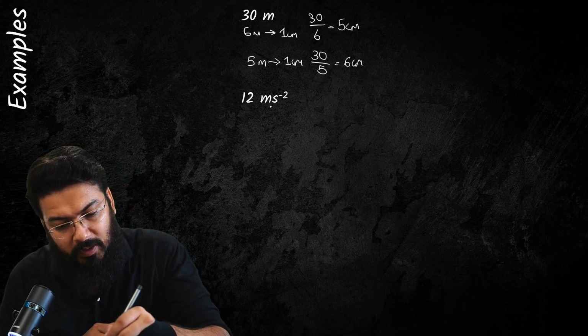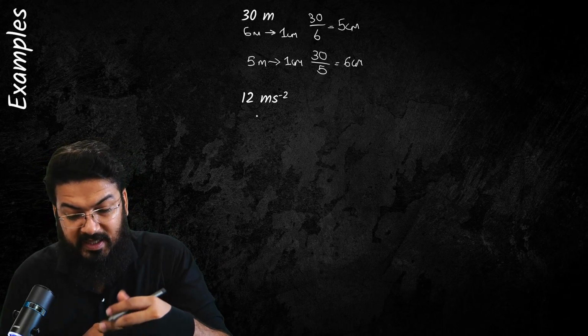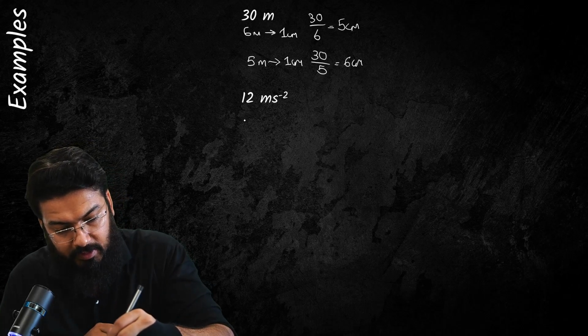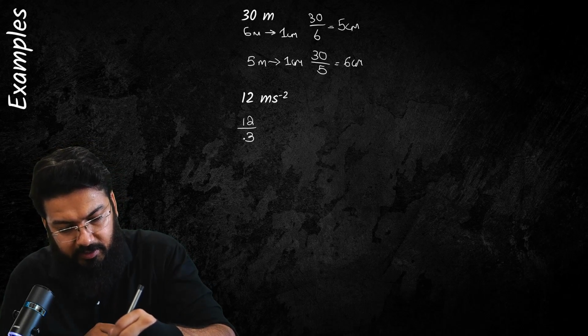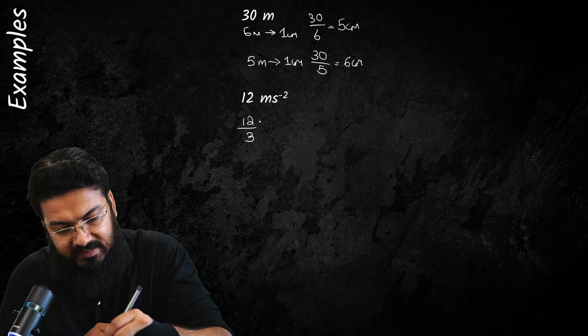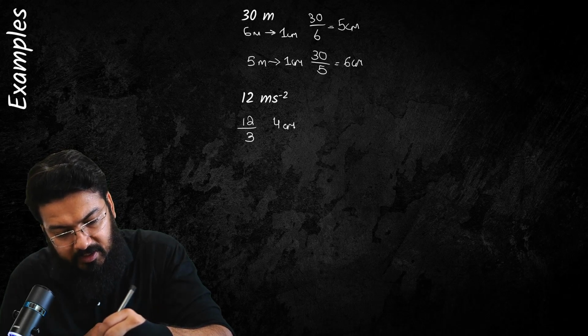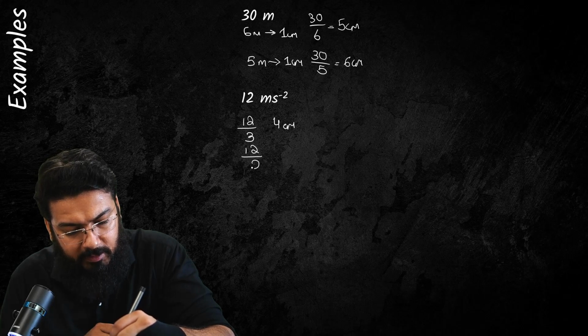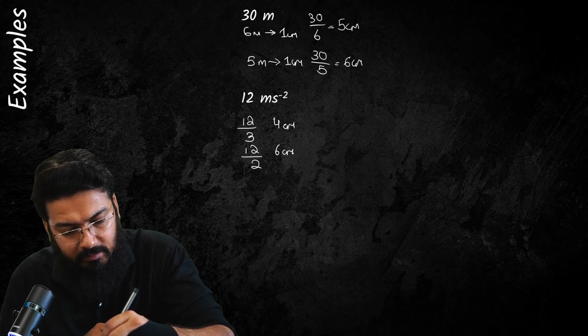Then you have a 12 meters per second square acceleration. Okay, so I'm probably going to go with 12 divided by 3, and that's going to give me a 4 centimeter line, or I could go with 12 divided by 2, and that's going to give me a 6 centimeter line.